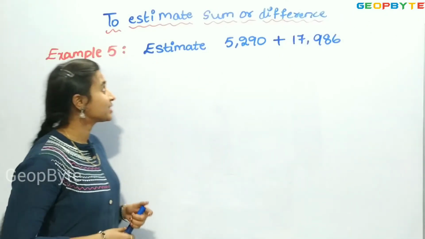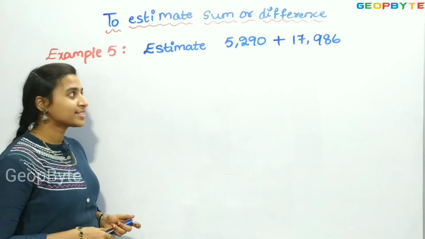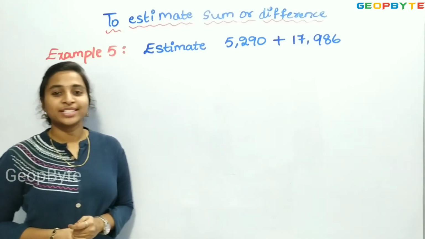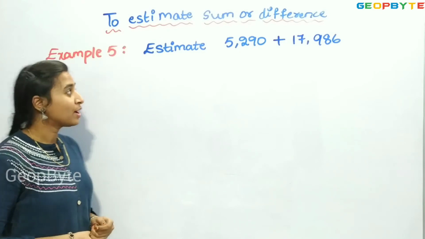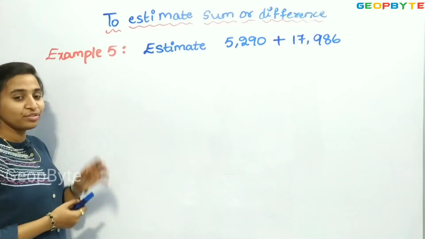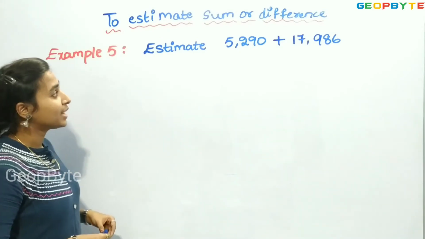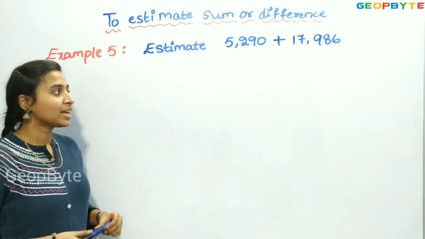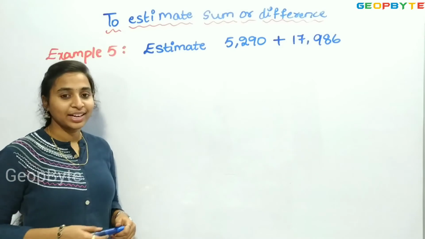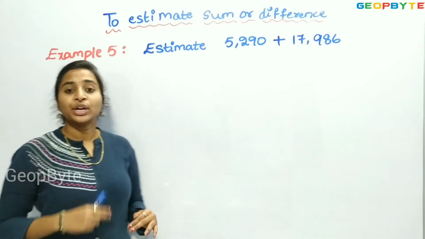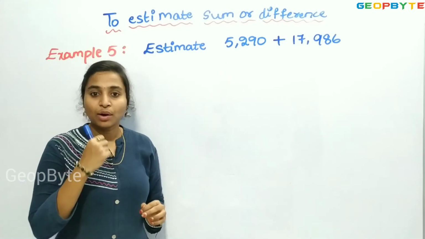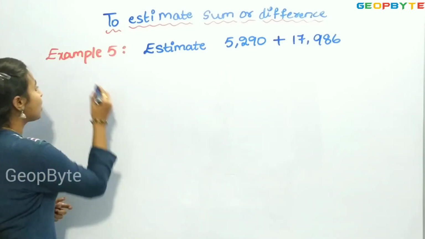Now let us see how to estimate a sum or difference. Right? Let us estimate by doing some example problems. We have example problem 5. The question is estimate 5,290 plus 17,986. First, to estimate, we will round off these values.